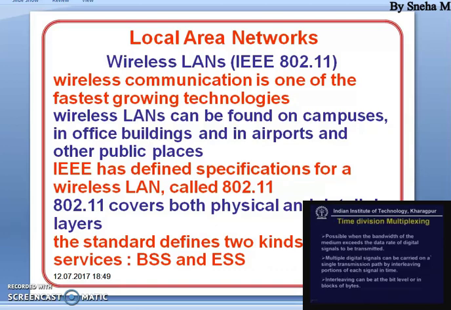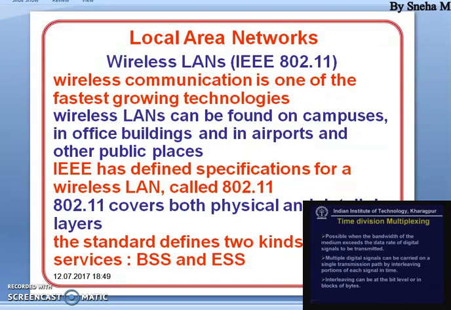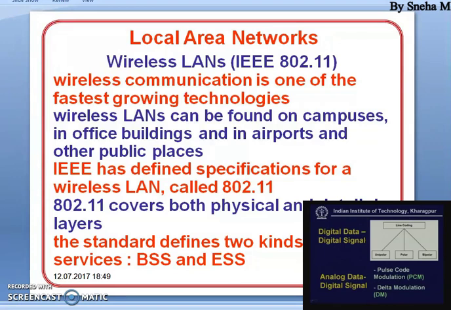Wireless communication is one of the fastest growing technologies nowadays. So wireless LANs can be found on campuses, in office buildings and in airports and other public places. IEEE has defined specifications for wireless LANs called 802.11. There are majorly two promising technologies nowadays. One is the IEEE standard, that is 802.11. The other protocol is the Bluetooth protocol, which we already know.